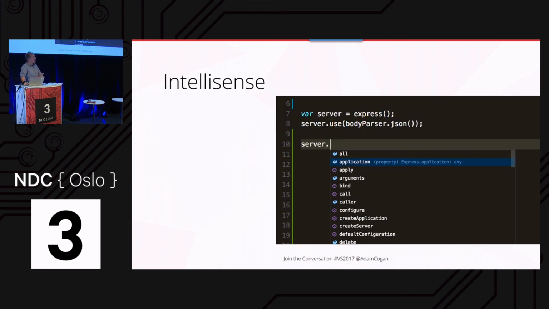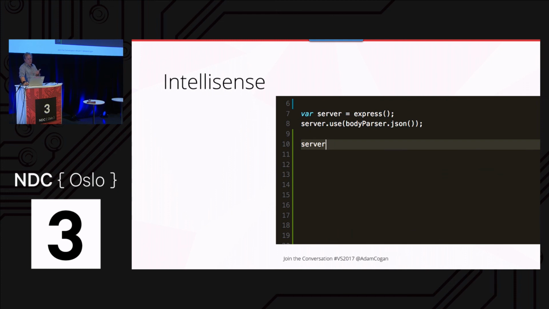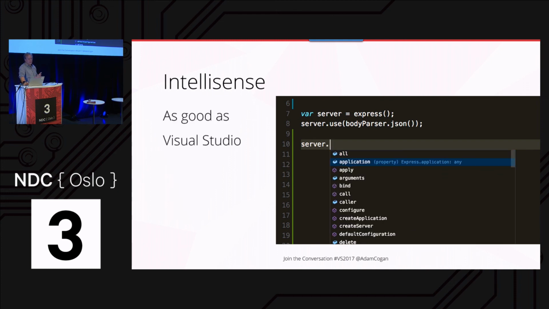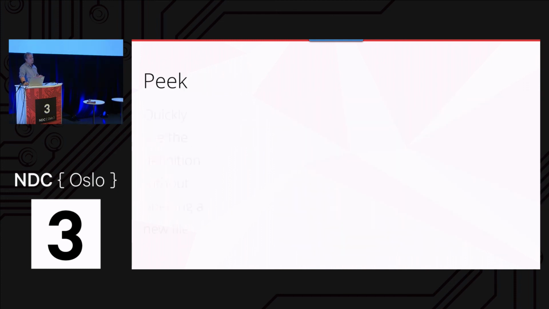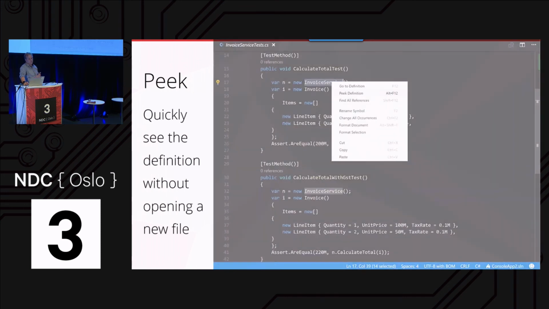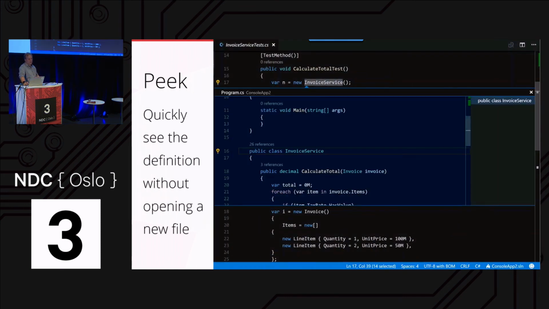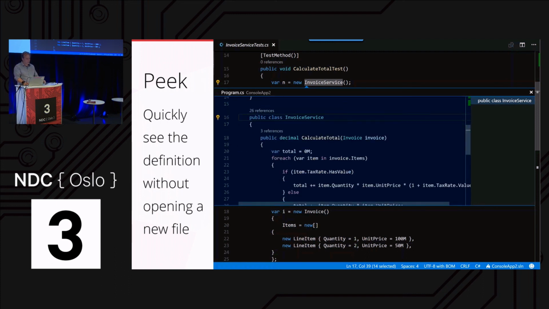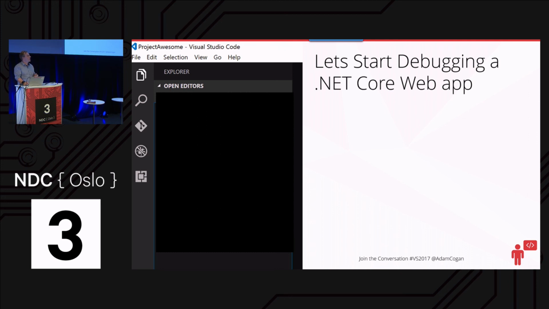But VS Code, it's super lightweight. You get all your IntelliSense. I would say it's as good as Visual Studio in that sense. You can quickly peek. You can right-click on here, and you can peek down. You don't have to go into other files. It looks quite nice. Let's talk about the experience.